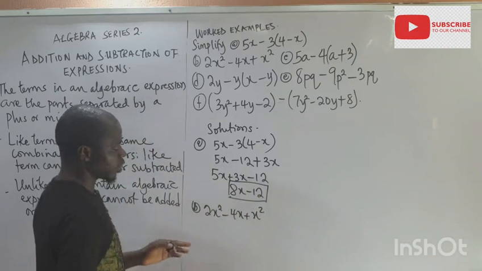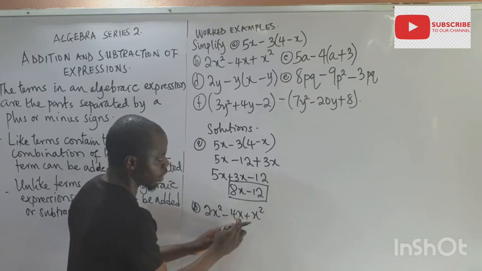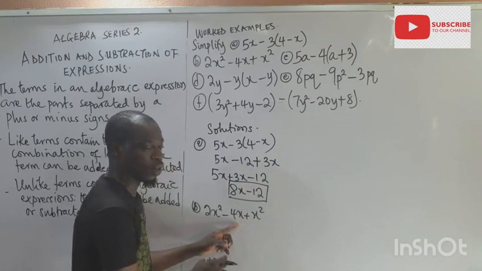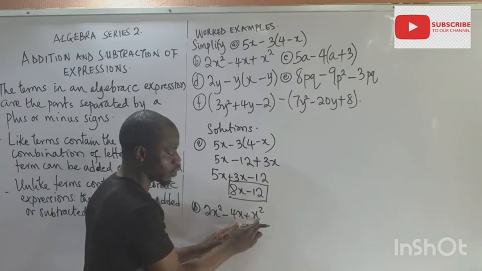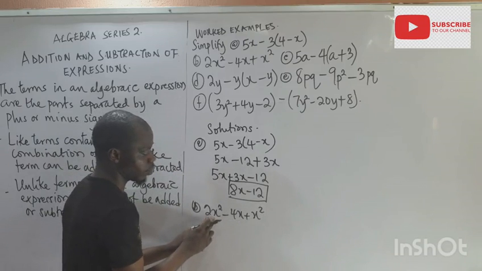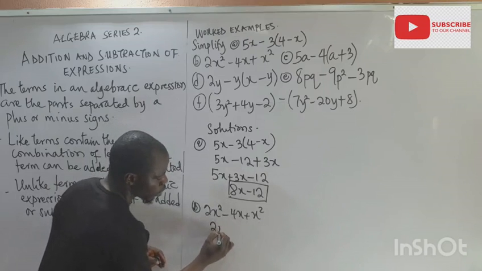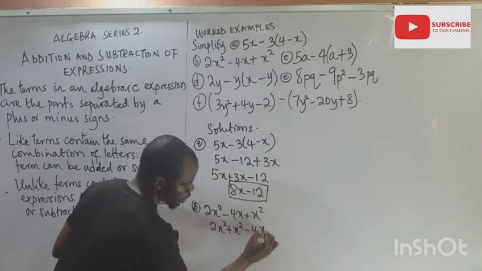Now, you can see that we have ordinary x here, and this is x squared, this is x squared. Although they are all x, x and x squared are not like terms. x is just a single x. This is x squared. So x and x squared are not like terms. So we are going to look at the x squared terms here. So we are relating x squared and x squared, so we have 2x squared plus x squared minus 4x.